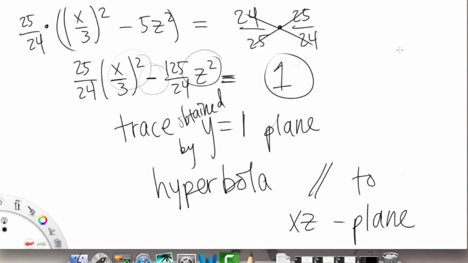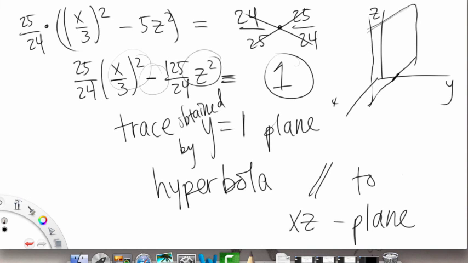Okay, so I don't know exactly how to graph this with all those numbers and everything, but if we set y equal to 1, so this is our plane y equals 1, right? Now we actually have a hyperbola, which is something like two parabolas facing away from each other, right? Something like that. Okay, so that's the trace that we have obtained.